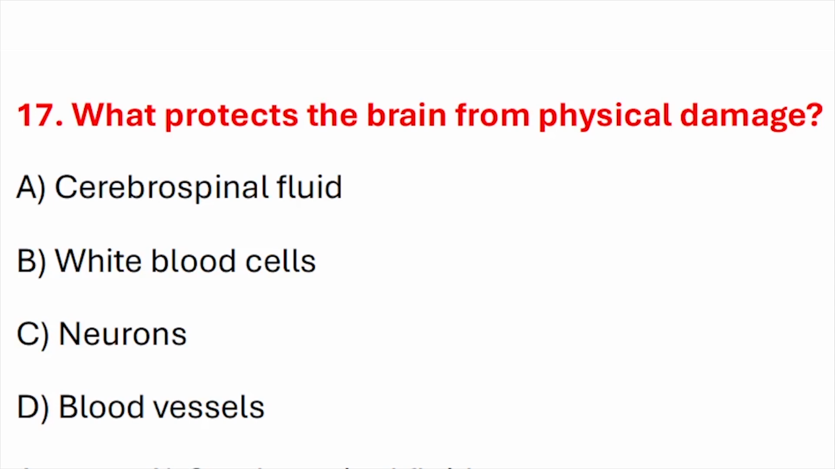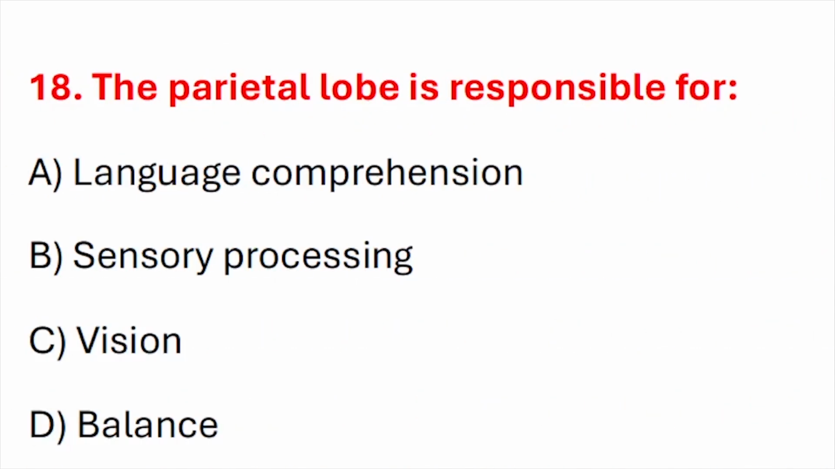Question number 17. What protects the brain from physical damage? Correct answer is option A, cerebrospinal fluid. Question number 18. The parietal lobe is responsible for? Correct answer is option B, sensory processing.